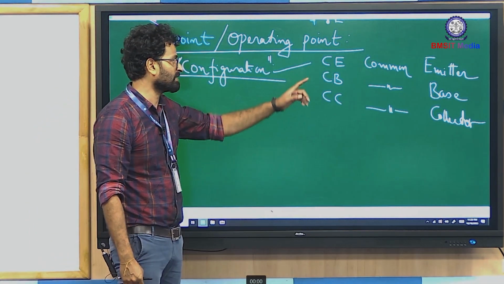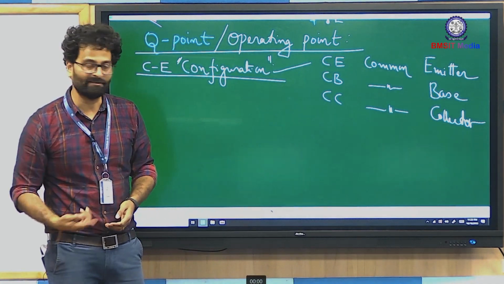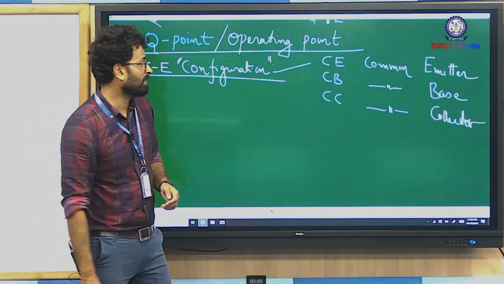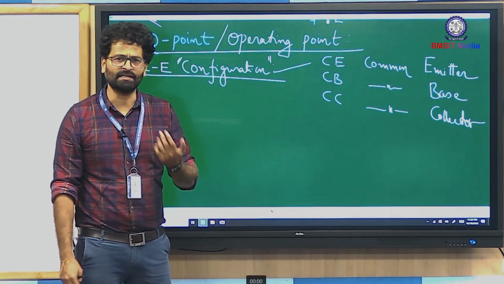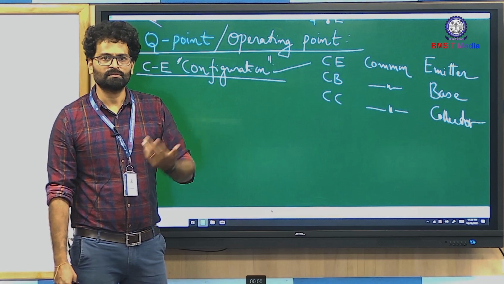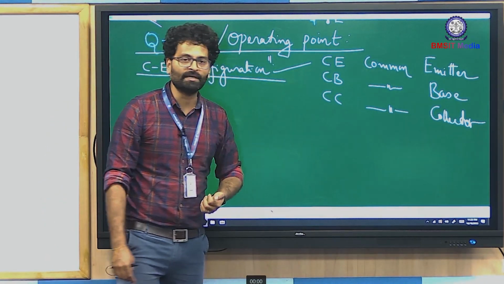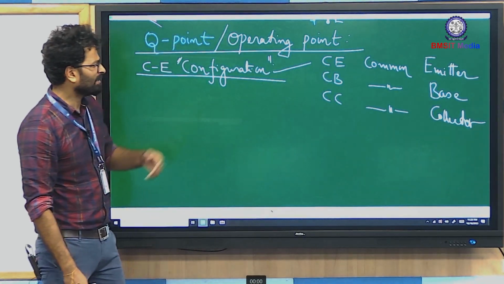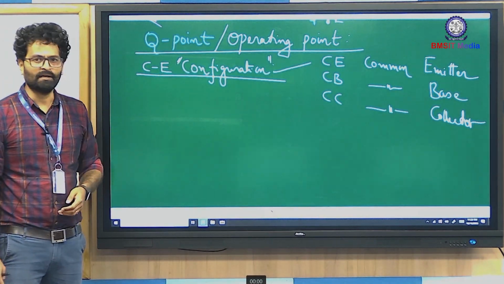For example, common emitter offers 180-degree phase shift. On the other hand, common base offers 0-degree phase shift, and common emitter gives current gain in the range of hundreds, and in case of common base, the current gain is approximately equal to 1. So these are the different features of each and every configuration.